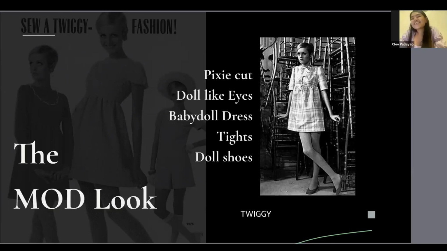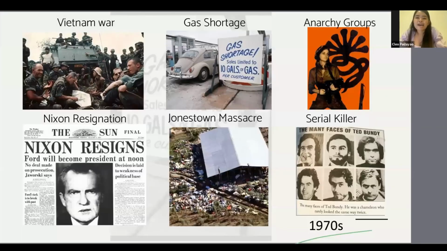Okay, so we are now in the 70s. So let's just look at what is happening here. So a lot of tragedies. First, the Vietnam War was still going on. The Vietnam War ended in 75. A gas shortage, a rise of anarchy groups, and the president at that time, Nixon, resigned.